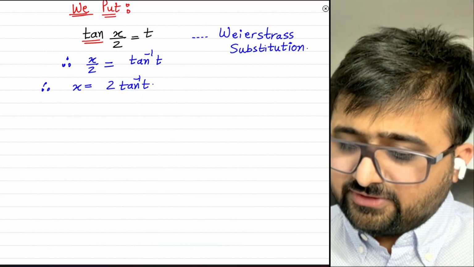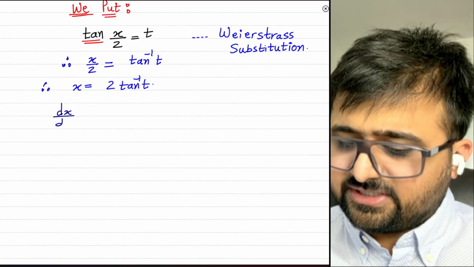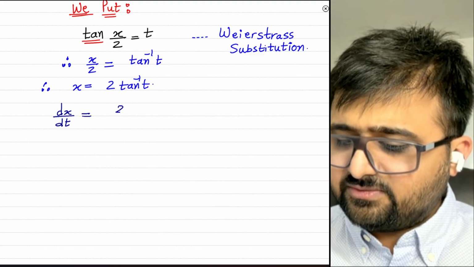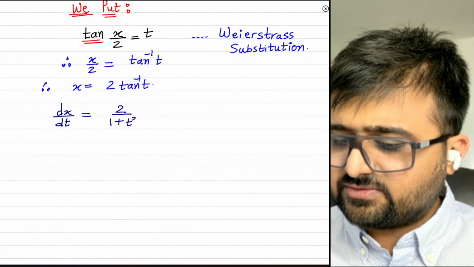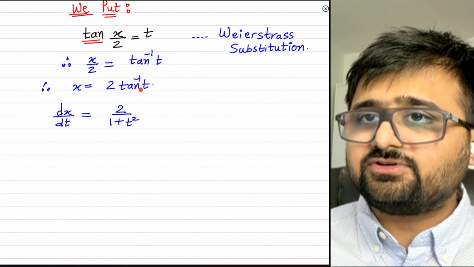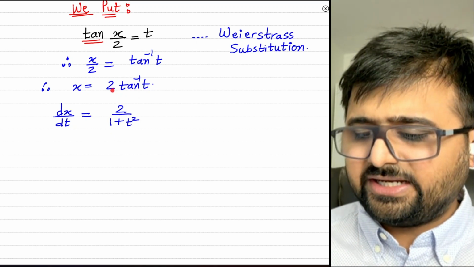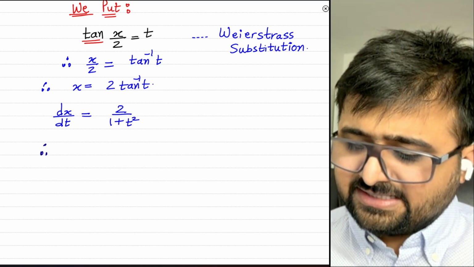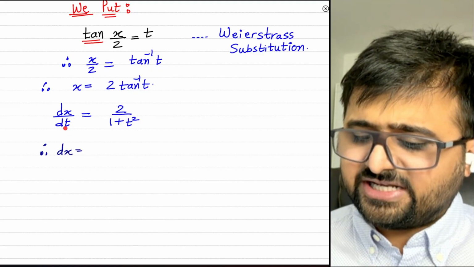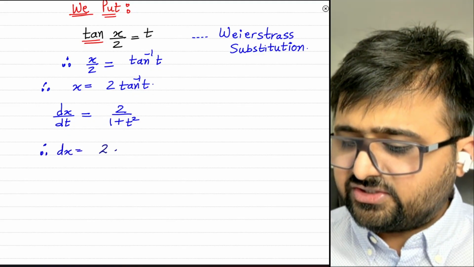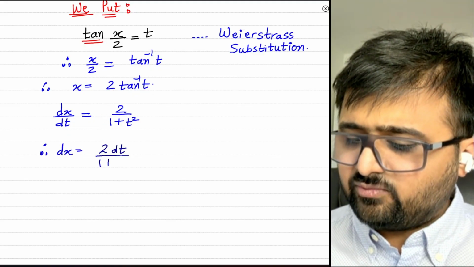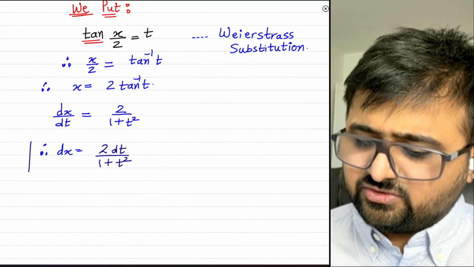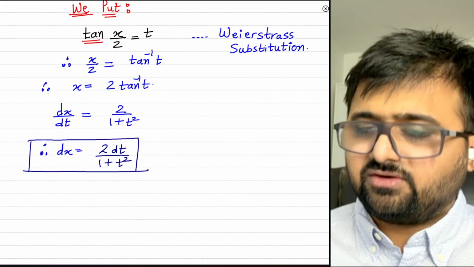So in order to differentiate this, you can differentiate it with respect to t. So I have dx by dt is equal to 2 upon 1 plus t square. Remember, the derivative of tan inverse of t is 1 upon 1 plus t square, and 2 is constant, so it will remain the way it is. Okay, so from here, I can just get dx is equal to, just multiply that dt over here, so you get 2 dt divided by 1 plus t square. So you converted dx into the t world at this point.